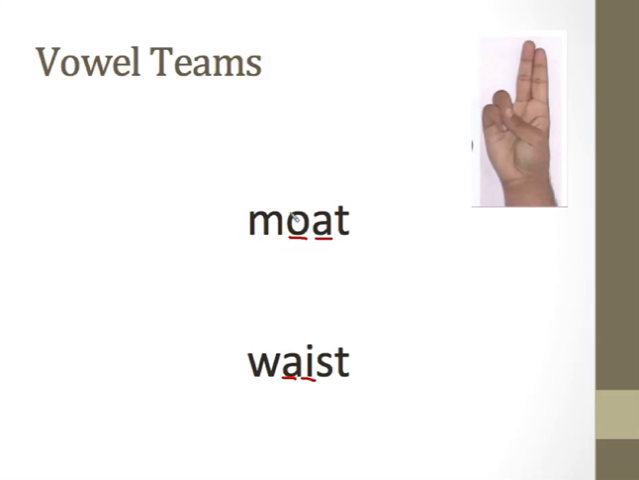So this one, an OA, typically says the long O sound, O, T. Now on this one, AI typically has the long A sound, W, A, S, T. You can signal your student that it is a vowel team by putting two fingers together. Notice there's no separation between your two vowels, which is why you have the two fingers together.